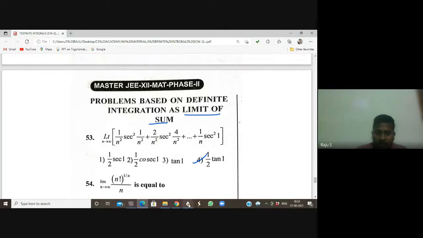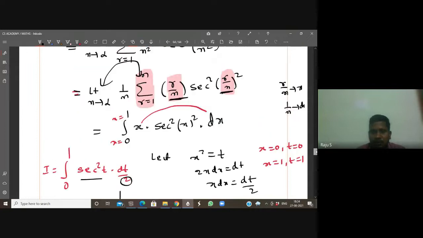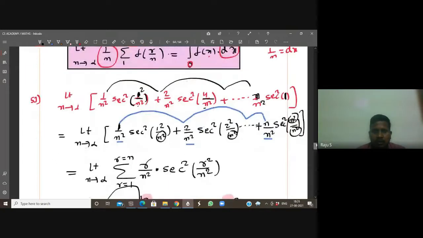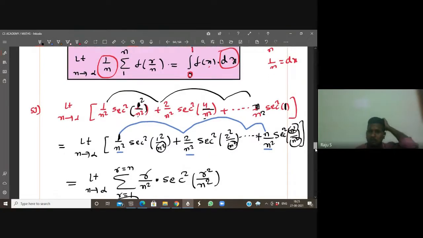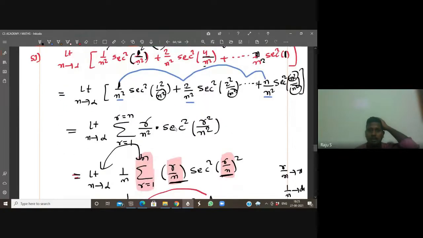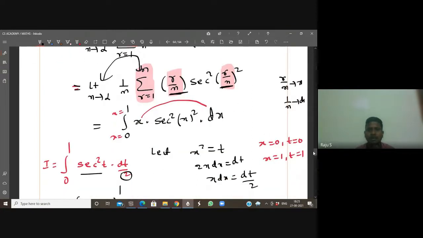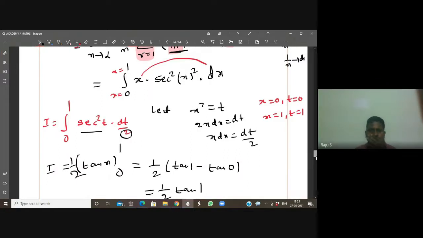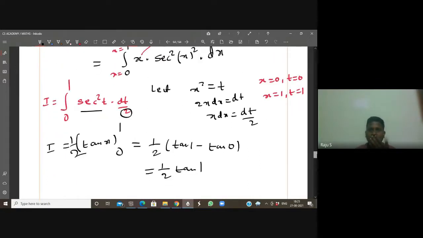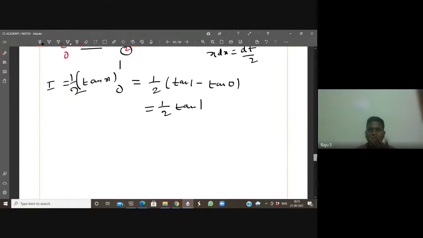Got it, students? Once again, these limit of a sum problems are important and very easy. You can write it as a summation. To write the summation, I have written 1 by n square, 2 by n square, 3 by n square, that is r by n square. Secant square, 1 by n square, 4 by n square, is r by n whole square. So replace r by n as x, 1 by n as dx, and the limits are 0 to 1. That's all. So here x square I consider as t, 2x dx is equal to dt, x dx is equal to dt by 2. Then substitute all the values, simplify, and we'll get the answer.